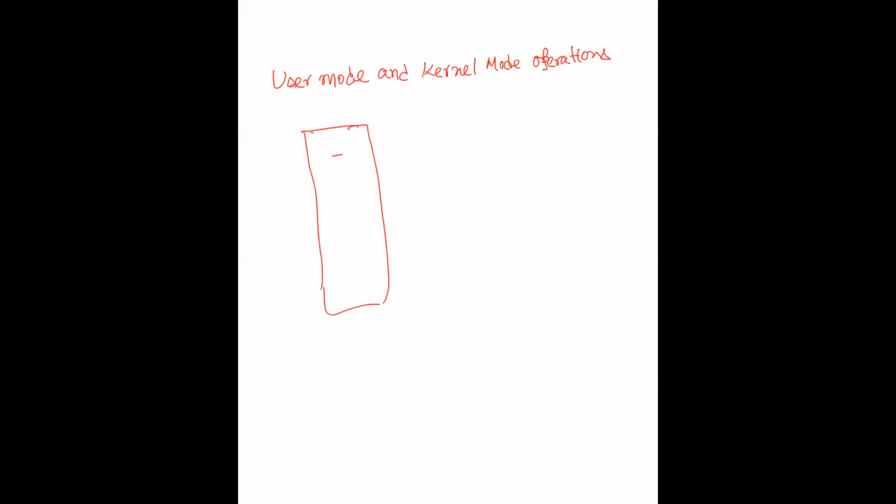Let's see, if your computer has the OS, here is one process, here is also some space, and here is another process, P2. Can this process P1 directly access process P2? If it requires any data from process P2, can it directly access the other process? Actually, it cannot access it directly.